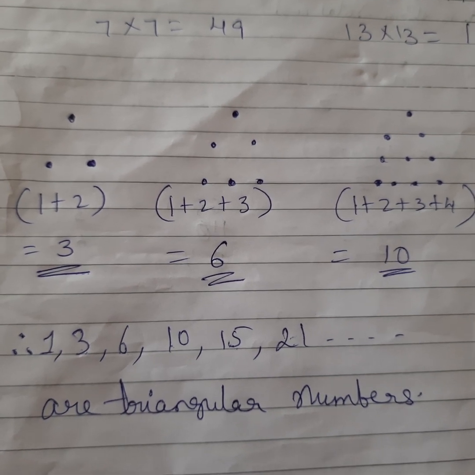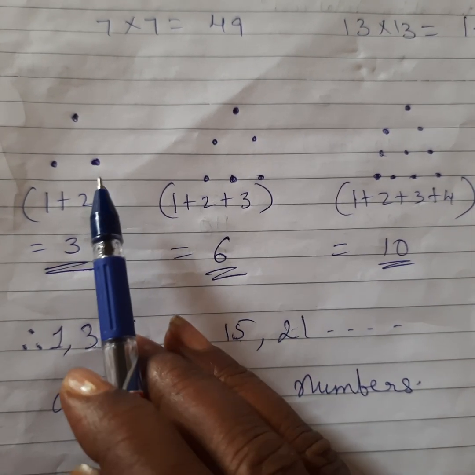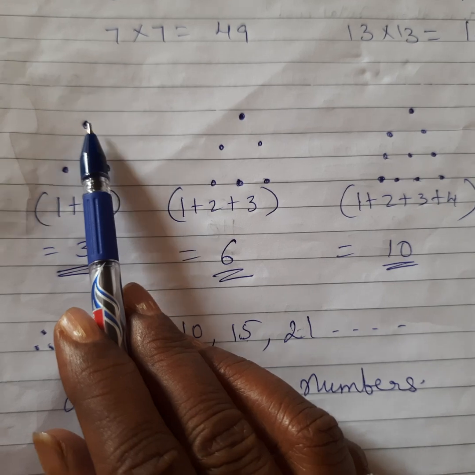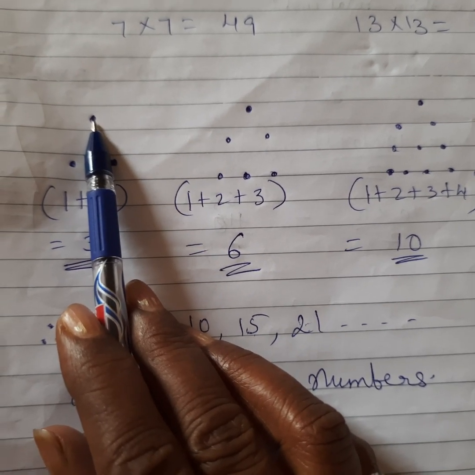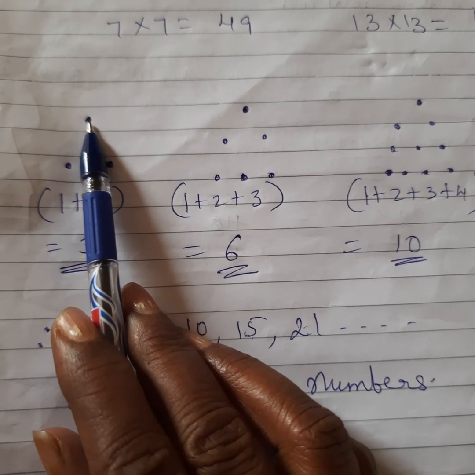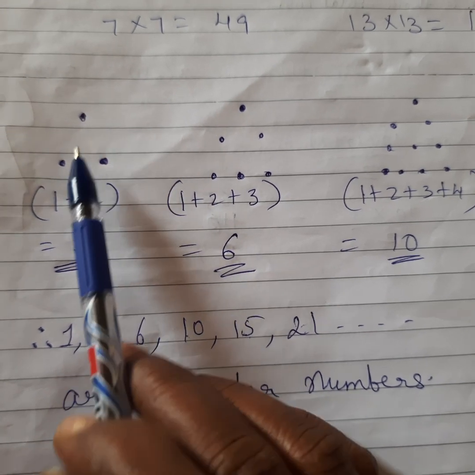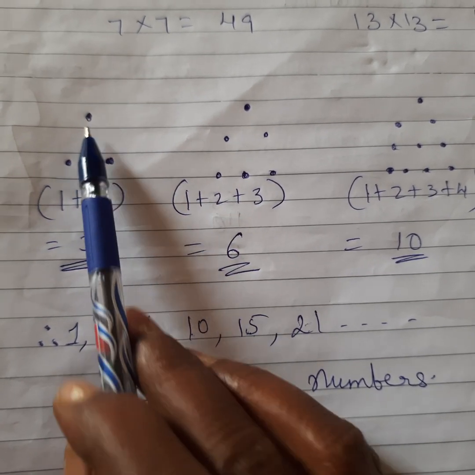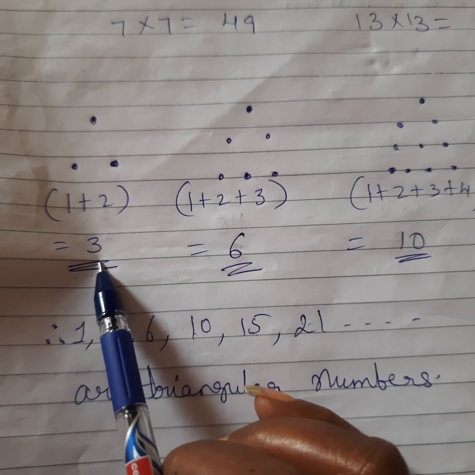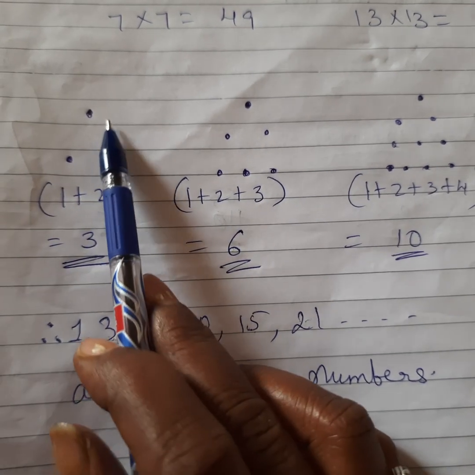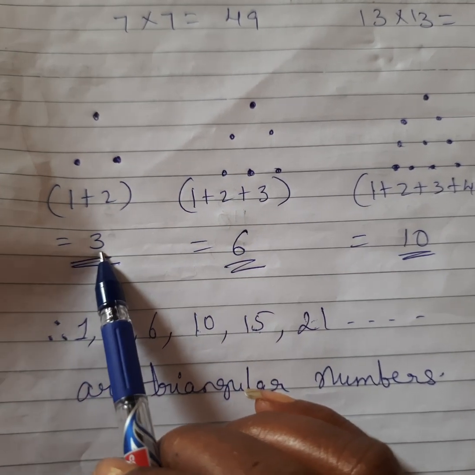Now we come to triangular numbers, children. In your textbook also this is there. See, this is 1 dot. So the first 1 dot is the first triangular number. And here you have 2 dots. So 1 plus 2 gives me 3. Got it? 1 dot plus these 2 dots gives me 3.